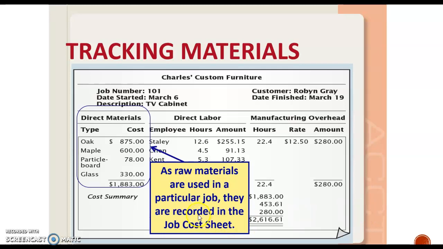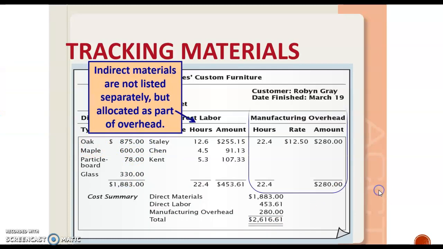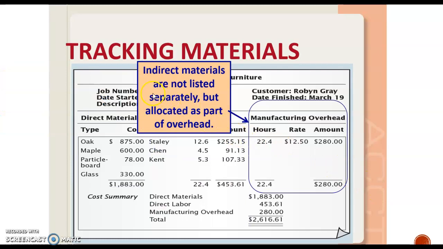Now here is shown the direct materials that we talked about, and they're added into the job cost sheet. And indirect materials are not listed separately, but they're put into the overhead account. And then at the end of the month, we're going to apply overhead. So that $280 includes a certain estimate of indirect materials, as well as indirect labor, as well as depreciation, repairs, insurance, all that other stuff that goes into the overhead account.